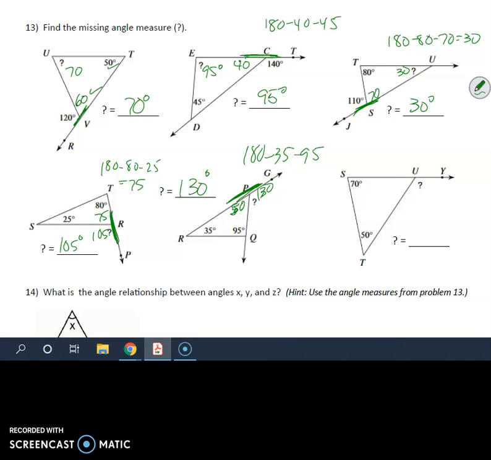And then the last one, we were given the 70 and the 50, so we're basically taking away 120. So what's left is 60. And so, again, a linear pair, so the question mark here is going to be 120.